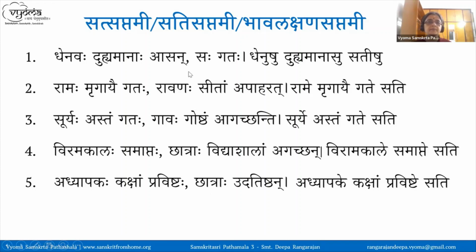Dhenavaha. While the cows were getting milked, he went. Ramaha mrgayai gataha, Ravanaha Sitam apaharat. Apaharat. When Rama went to hunt, Ravana kidnapped Sita. Yes. Suryah astam gataha, gavaha goshtam agachanti.